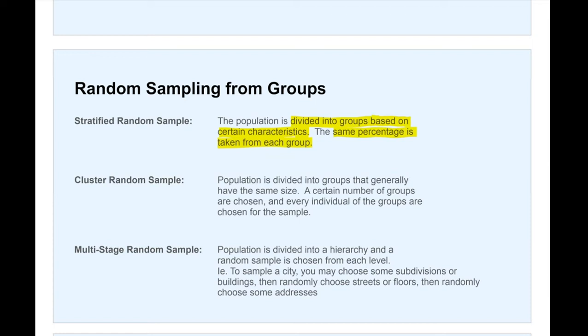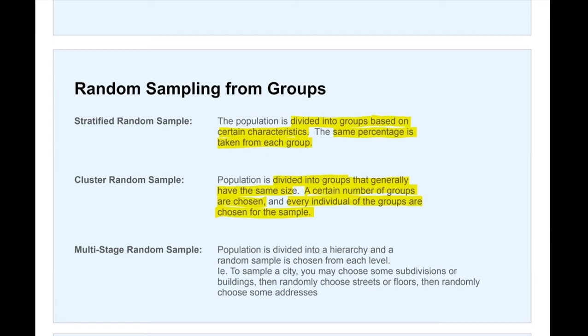Cluster random sample, population is divided into groups that generally have the same size, and then a certain number of groups are chosen. And every individual of that group are chosen for the sample. So it might be something like we take the school, we divide it into classrooms, and we select 5 classrooms. And we sample or we interview or we survey every student in those classes that we chose. So that's an idea of cluster random sampling.